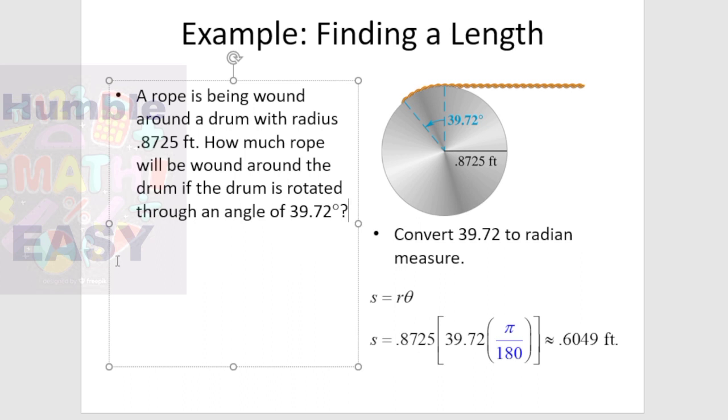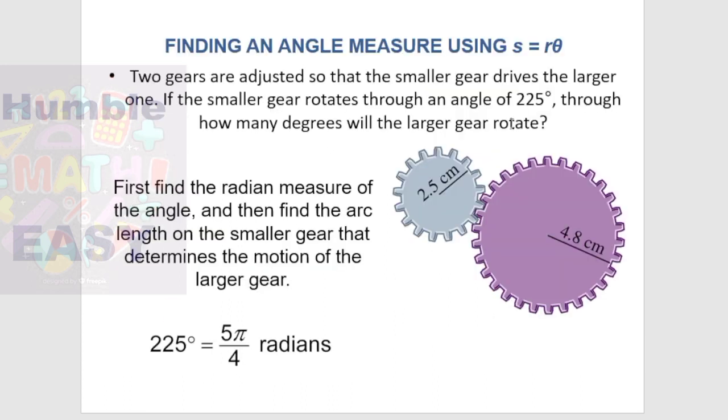Then we now have here the radius is 0.8725. So we now have here 39.72 times 0.8725 times 3.1416 divided by 180, and we now come up with 0.6049 feet. So the rope will be wound around the drum by 0.6049 feet.